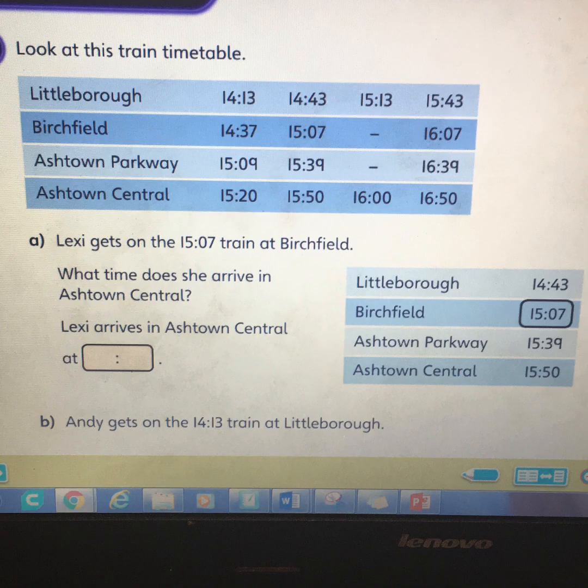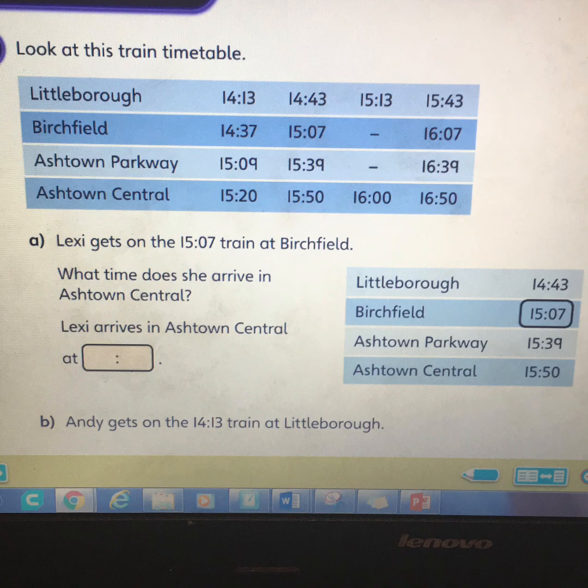If I look at these then, at the top, it no longer says train A, train B, train C and train D. But hopefully you can see that we've got 4 trains and the times are running down the page. They're running vertically down the page in columns. So train A would start at Littleborough at 14:13 and get to Ashtown Central at 15:20.